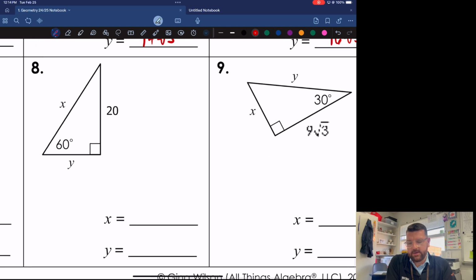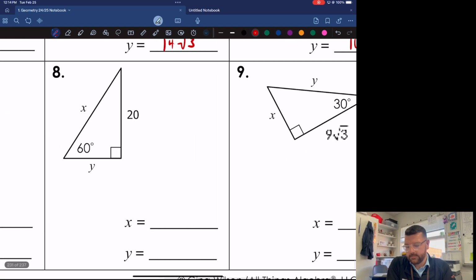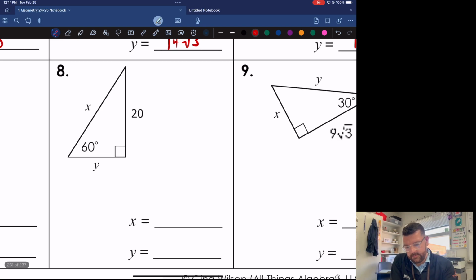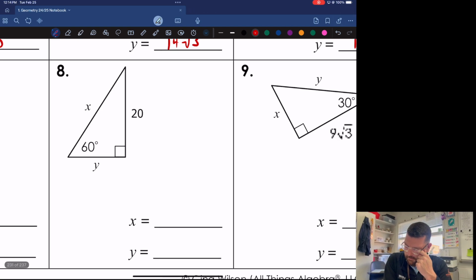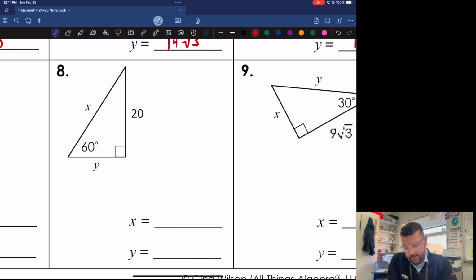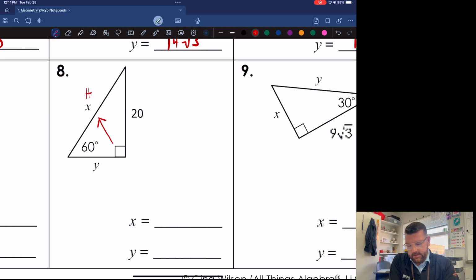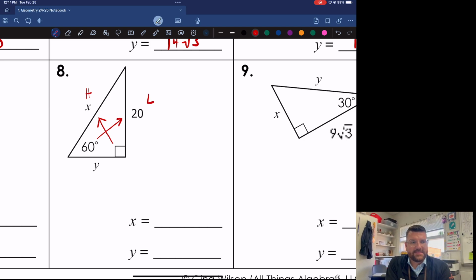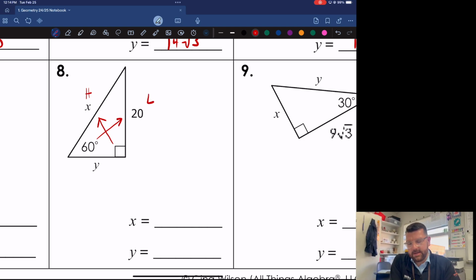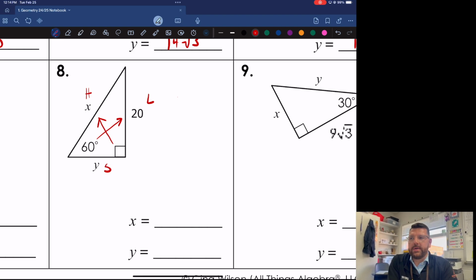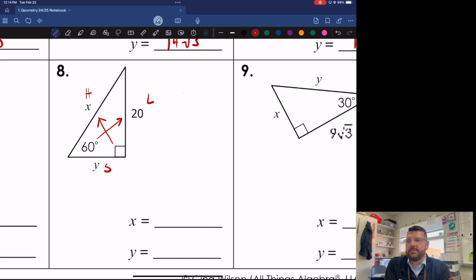Let's skip number 7 and go to number 8. What's the first thing I do? Find that hypotenuse. What side did they give me? Long side. So y is my short side. When you're given the long side first, you want to find the short side because that's what's going to set you up for the hypotenuse.